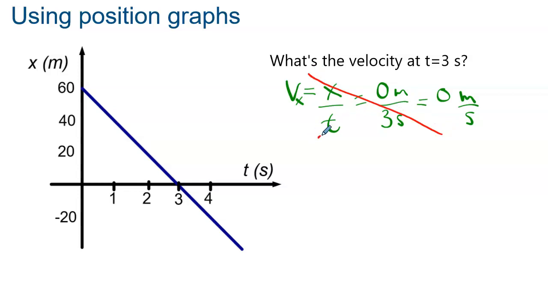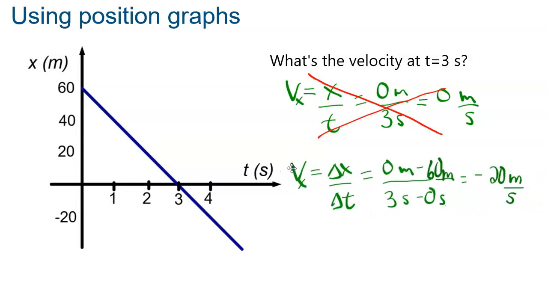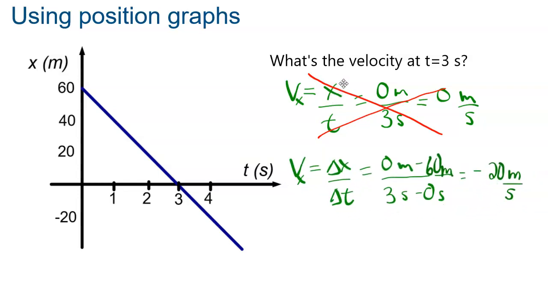This is clearly wrong. And the reason it's wrong is because when we want to use velocity, the definition is the change in position over the change in time. So really it's not x that goes there, it's delta x.